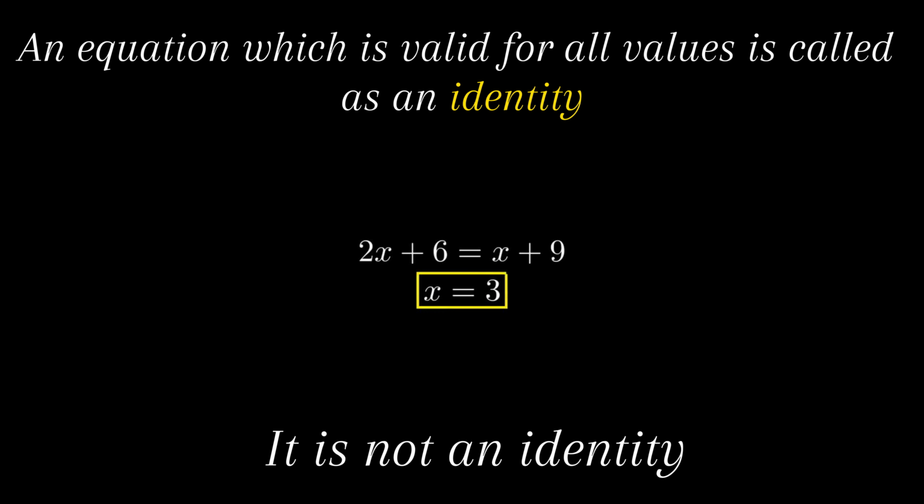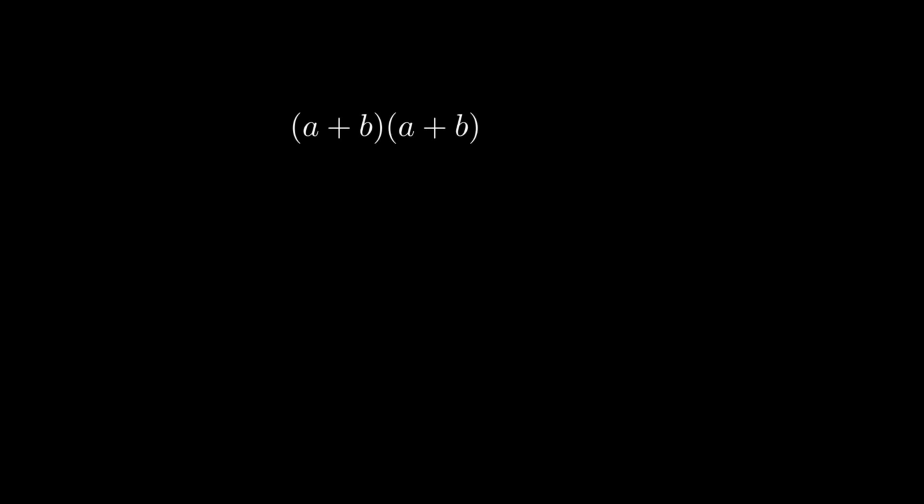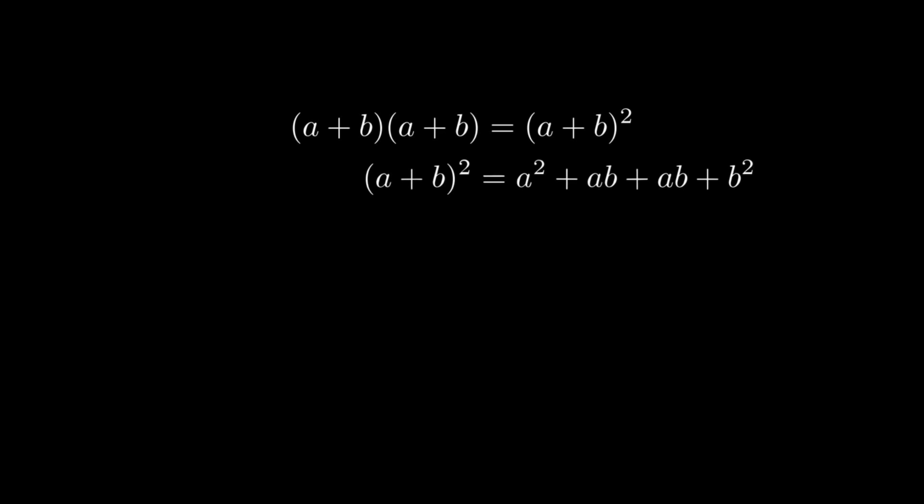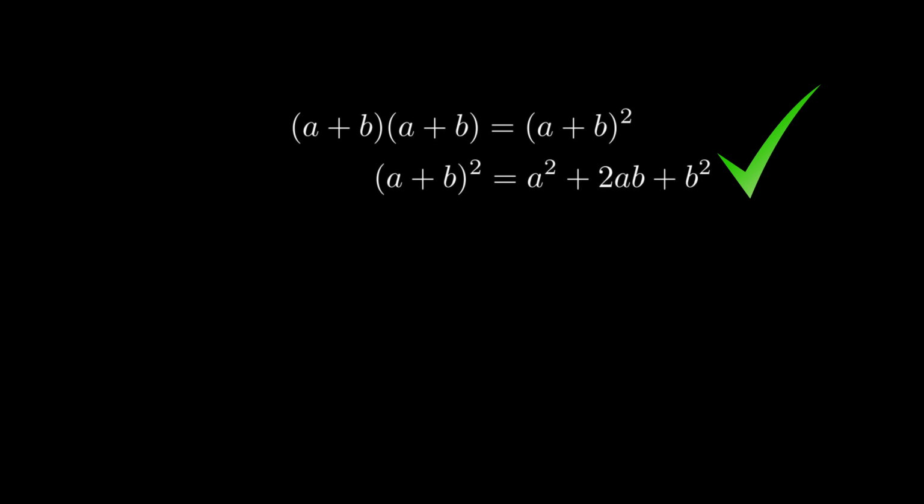Consider the multiplication of terms (a plus b) into (a plus b), which is simplified as (a plus b) whole square equals a square plus ab plus ab plus b square, which on further simplification gives a square plus 2ab plus b square. Now this equation is an identity as it is satisfied for all values of a and b.